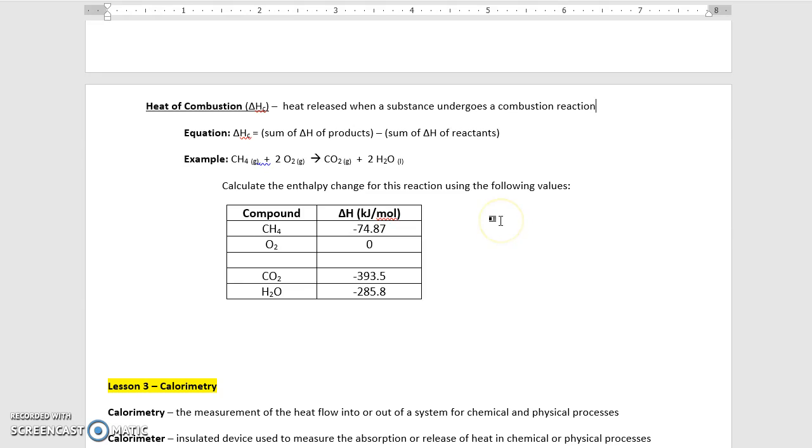So what we need to do is add up the sum of the delta H of the products and then subtract the sum of the delta H of the reactants. Make sure you know which are the products and which are the reactants. These back here are the reactants, and these are the products. Our products, notice we have 1 CO2 and 2 waters. That's going to matter. So we'll start with the products. We've got 1 times the number for CO2, which comes here, negative 393.5. You add to that 2, because there's a 2 here, times the number for water.